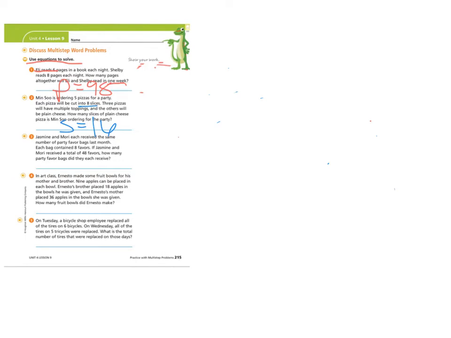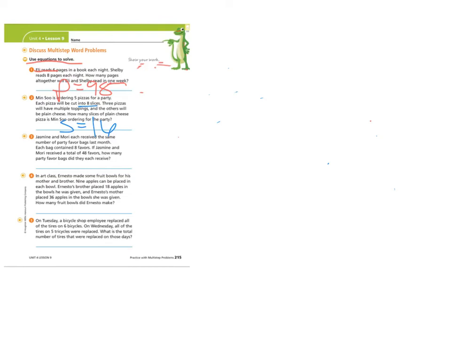Okay, so think about what information you need to solve before we can solve that problem. How many bags did they receive altogether? We're going to need to know that before we can write our equation. So Jasmine and Maury each received the same number of party favor bags last month. Each bag contained 8 favors. If Jasmine and Maury received a total of 48 favors, how many party favor bags did they each receive?